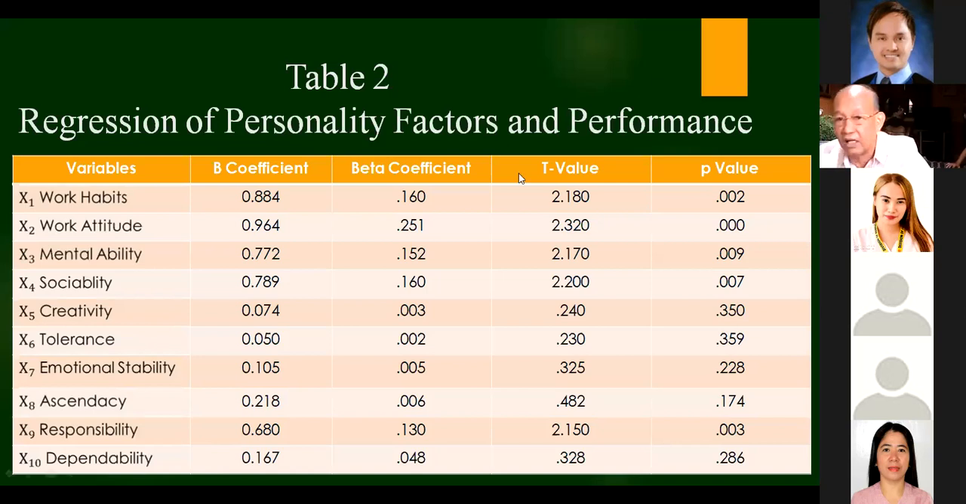Okay? So let me go to the beta. The beta is used as an index of comparing the effects of the individual personality factors on the Y performance. The rule is the higher the beta, the higher the effect. So look at the beta coefficients, my dear colleagues. What variable recorded the highest beta coefficient?